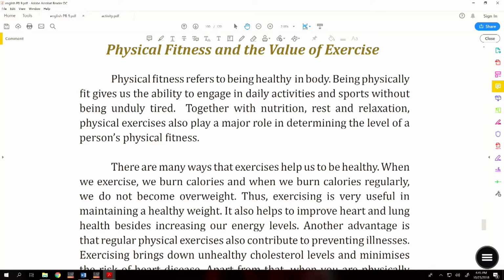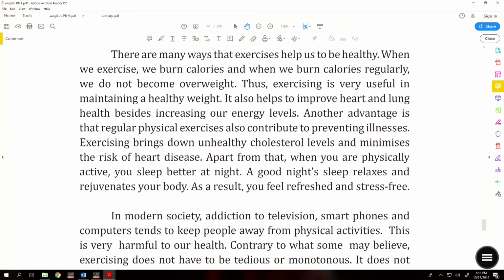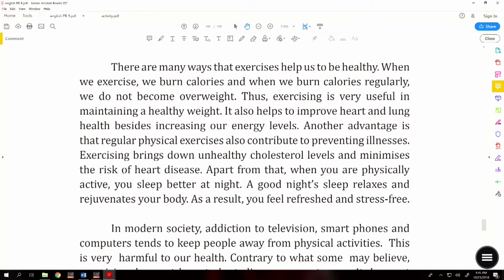Physical exercises also play a major role in determining the level of a person's physical fitness. Right? Then we will move to next para. There are many ways that exercises help us to be healthy. When we exercise, we burn calories. And when we burn calories regularly, daily, we do not become overweight.